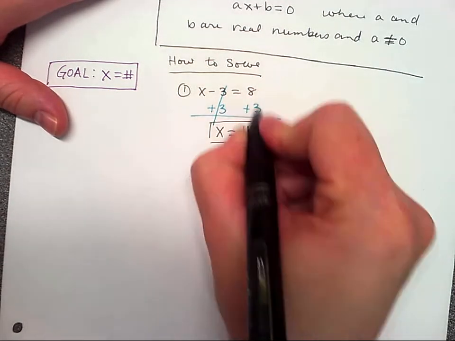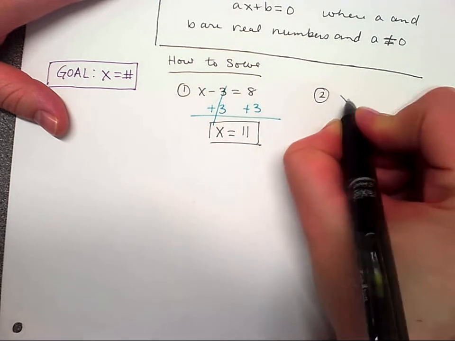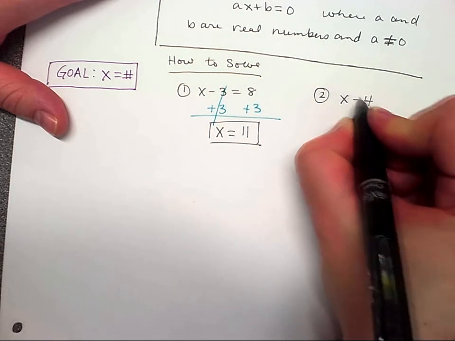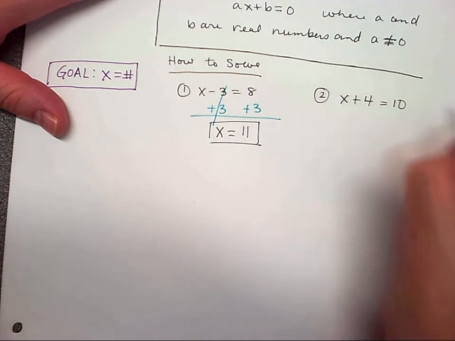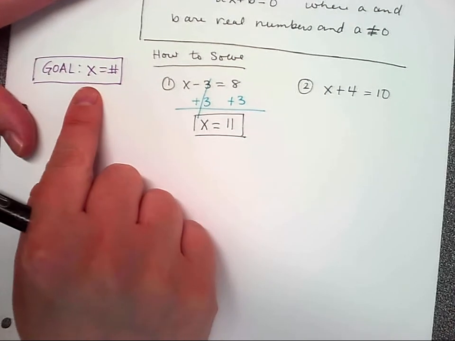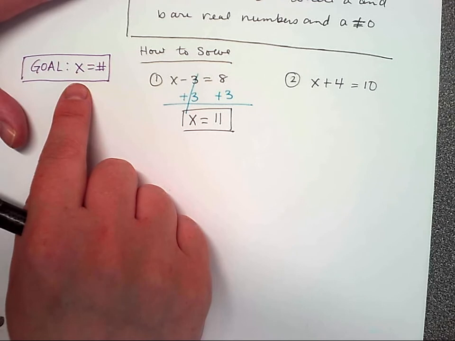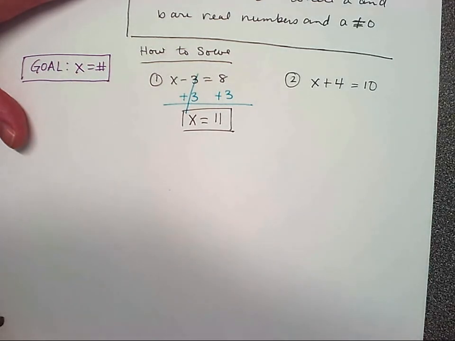So that's how to solve if I have addition or if I have subtraction. Let's say I have x plus 4 equals 10. Okay, so the goal is to get x equals a number. I want to get x by itself, right? So I want x equals stuff. I want only x's on the left side, only numbers on the right side.